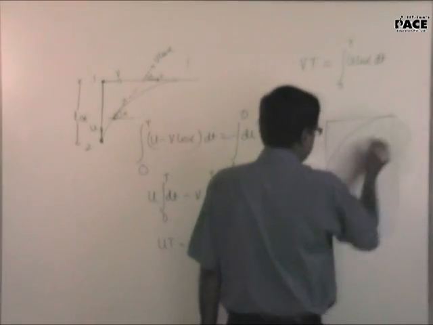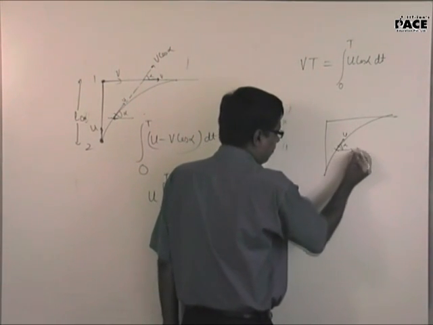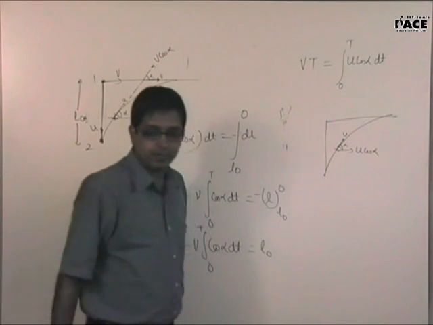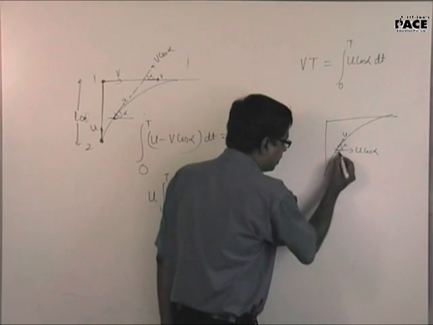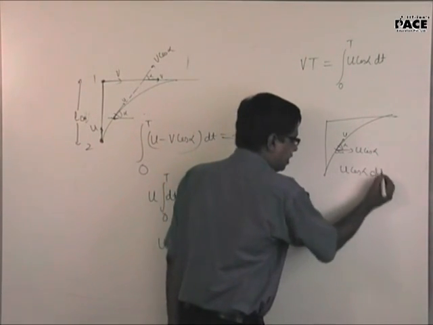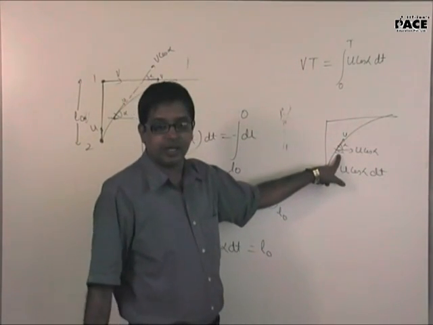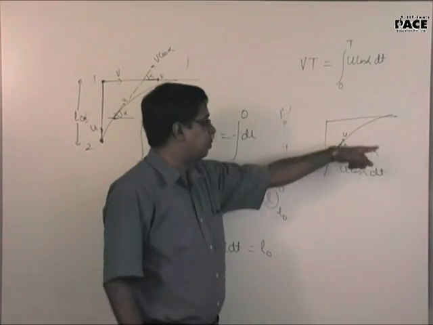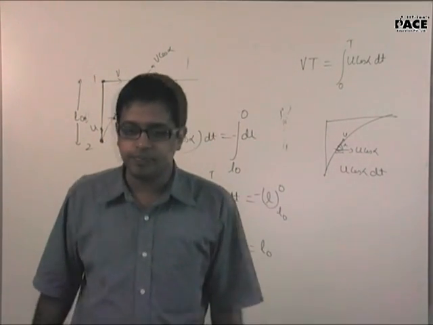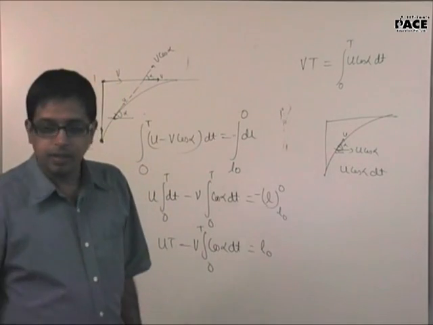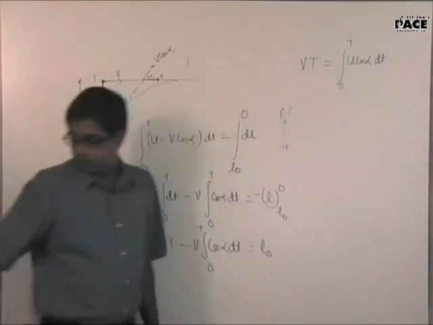Have a look. I took a short time interval. This is u. This is alpha. This is u cos alpha. Yes, sir. So u cos alpha into dt will be the horizontal displacement in that short time interval. Add up all those horizontal displacements. It will be from 0 to t. Yes, sir. Right? The total horizontal displacement will be from 0 to t.